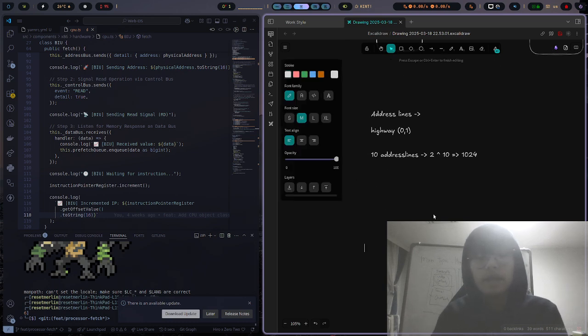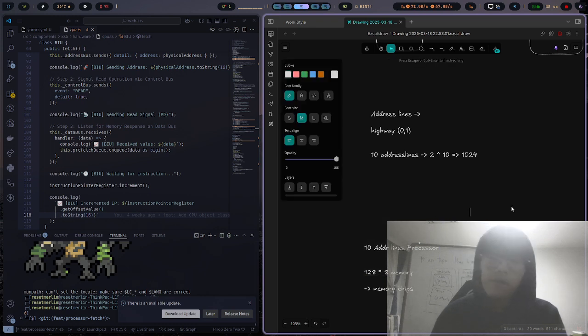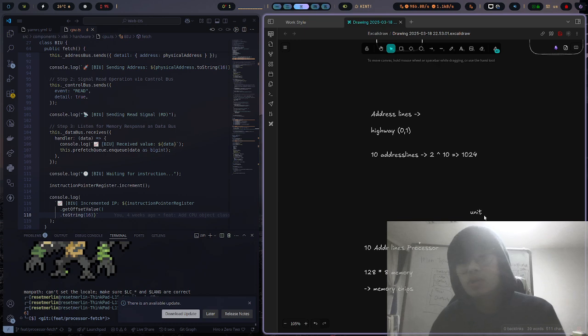So let me give a specification of it. You have a processor with 10 address lines, and you have a 128 times 8 memory. The question is how many memory chips you need to have. That's really simple, because the unit of memory is mostly just a byte.